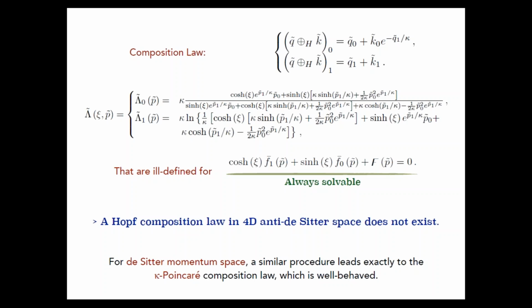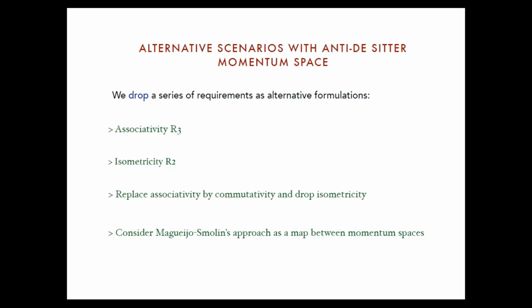Well, that's the main result, but we also considered and listed some alternative formulations in which there appeared some anti-de Sitter forms of alternative composition laws known in de Sitter momentum space. For example, we drop associativity, or we can drop isometricity, and we get anti-Snyder momentum space, because the Snyder was known, so we get the anti-Snyder. We can get a proper anti-de Sitter momentum space, because the proper de Sitter is known.